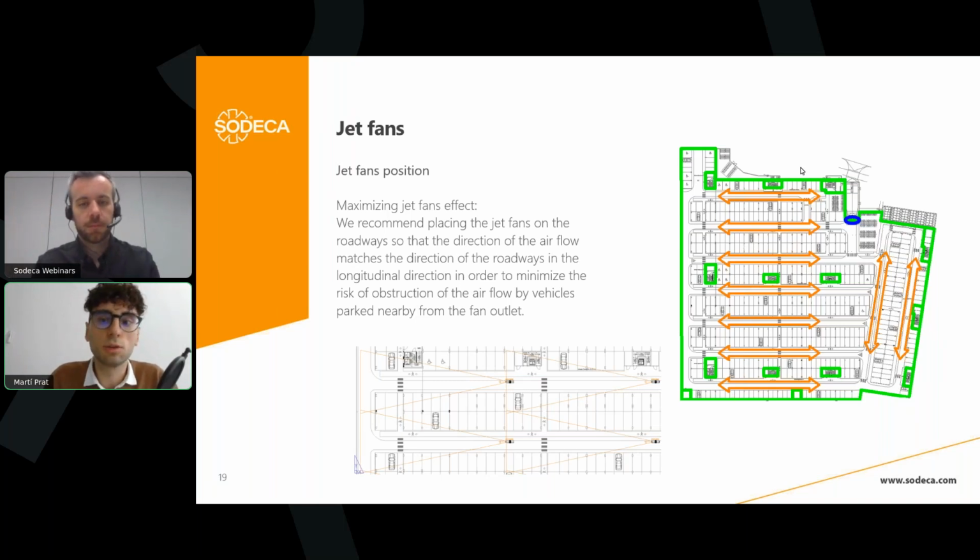And in this scenario, you divide the car park into zones. No? You have the right zone and the left zone, and if the fire is detected on the right zone, you activate the extraction fans on the right and the supply fans on the left, and the jet fans push the air towards the extraction fans.